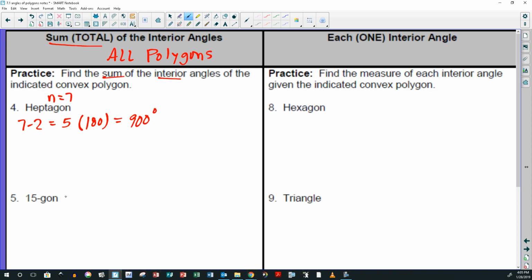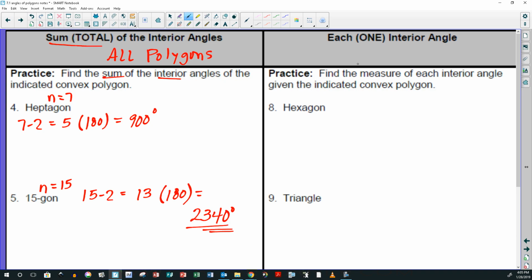A 15-gon, well, that means n is 15. So 15 minus 2 is 13. So 13 triangles times 180 per triangle gives me 2,340 degrees. So a 15-gon has a total of 2,340 degrees.